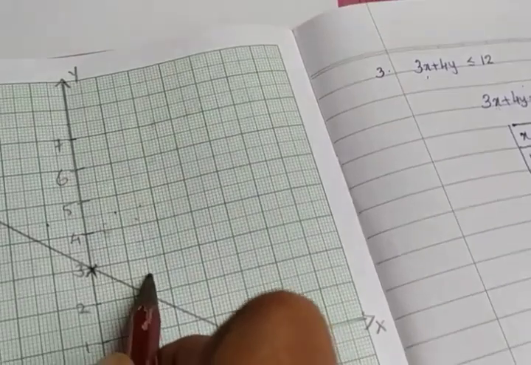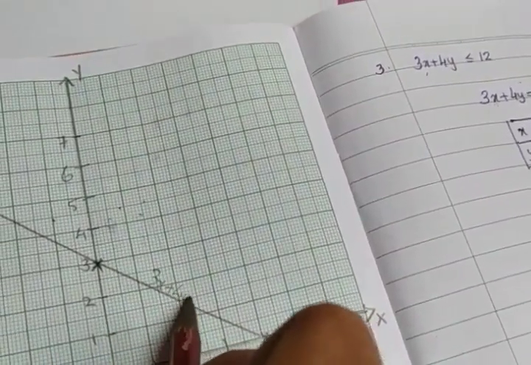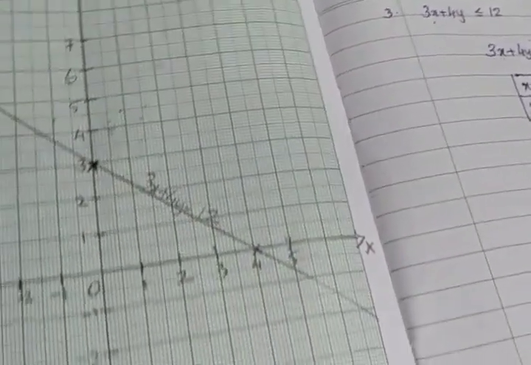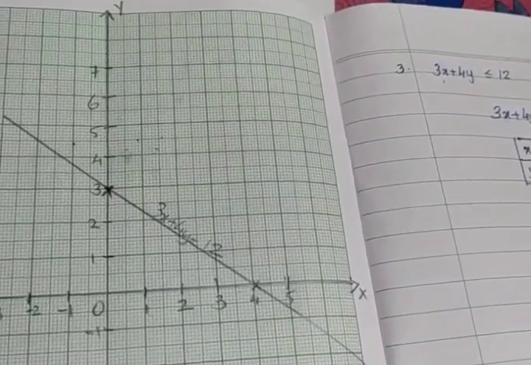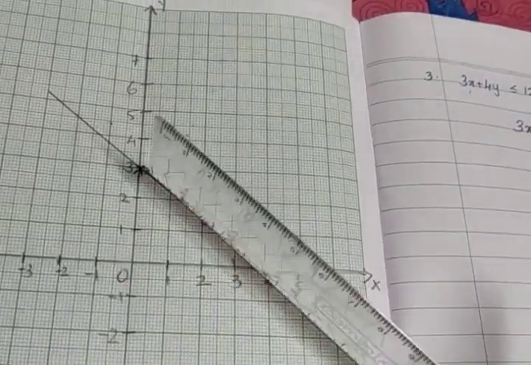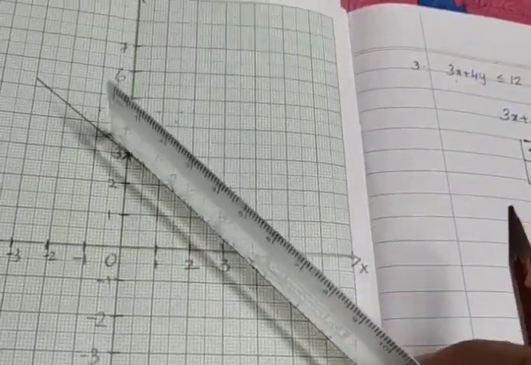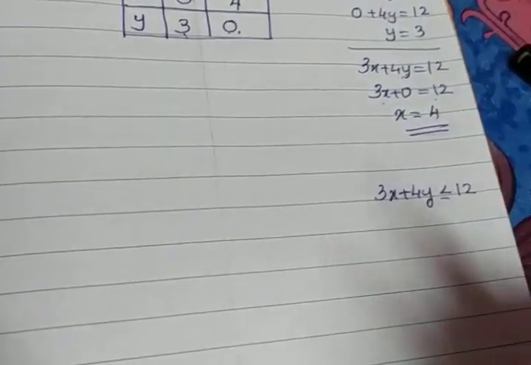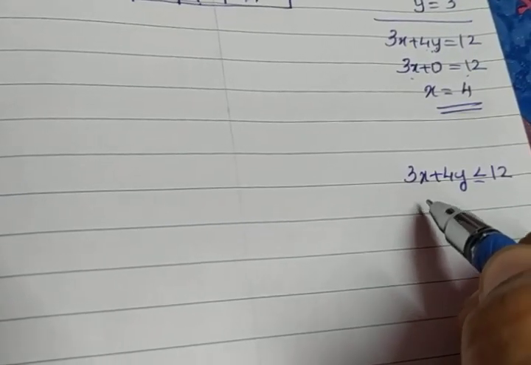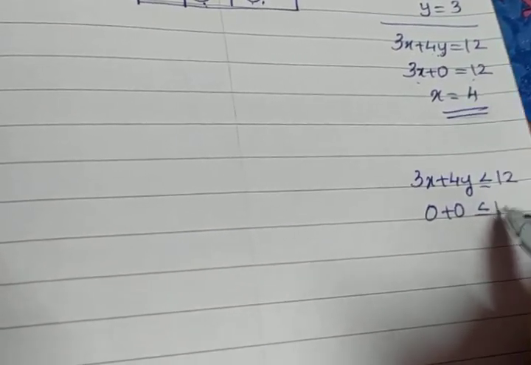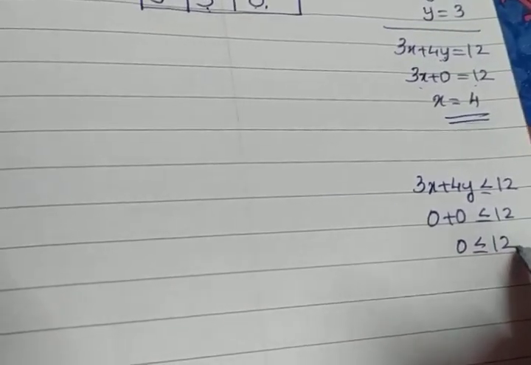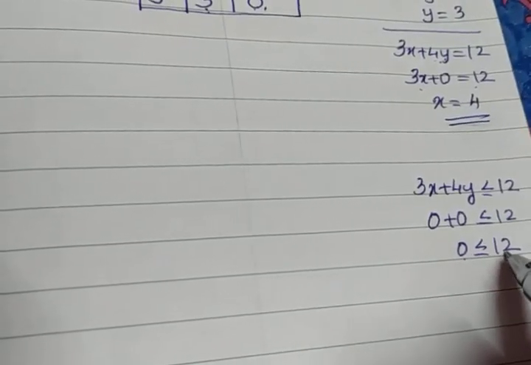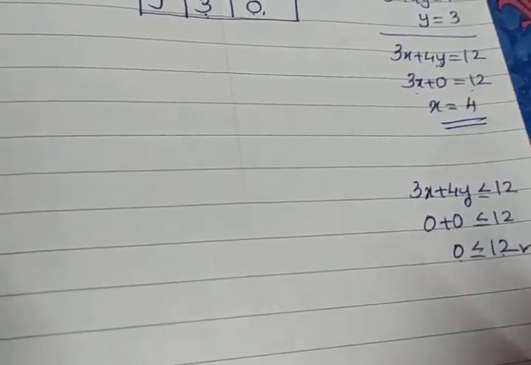So I will write the equation 3x plus 4y is equal to 12. That is the equation of the line which we drew. Again, we have to check where the solution lies. Either it will be towards the upper portion, otherwise the solution will be towards the lower portion. To check that, we will take the inequality 3x plus 4y less than or equal to 12. Instead of x and y, we will substitute 0. So 0 plus 0 less than or equal to 12. That is 0 less than or equal to 12. And we are sure that 0 is less than 12. So the inequality holds.